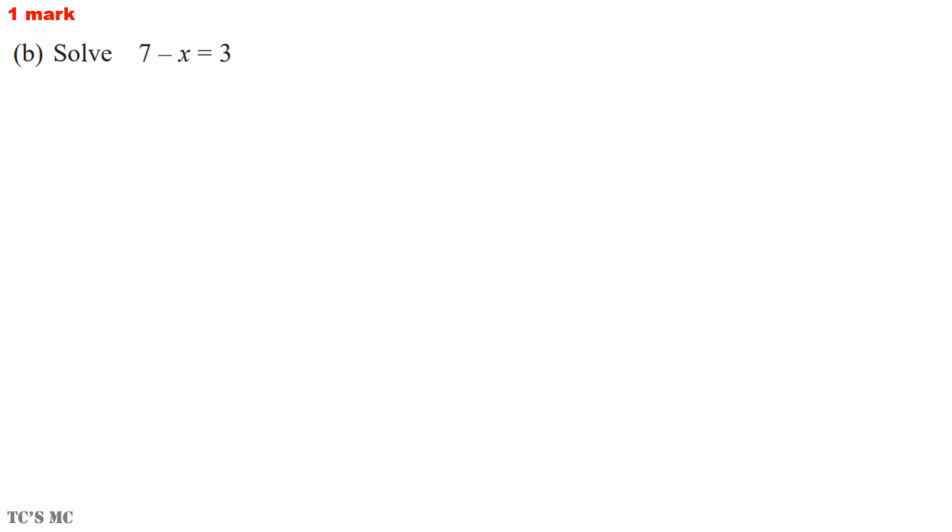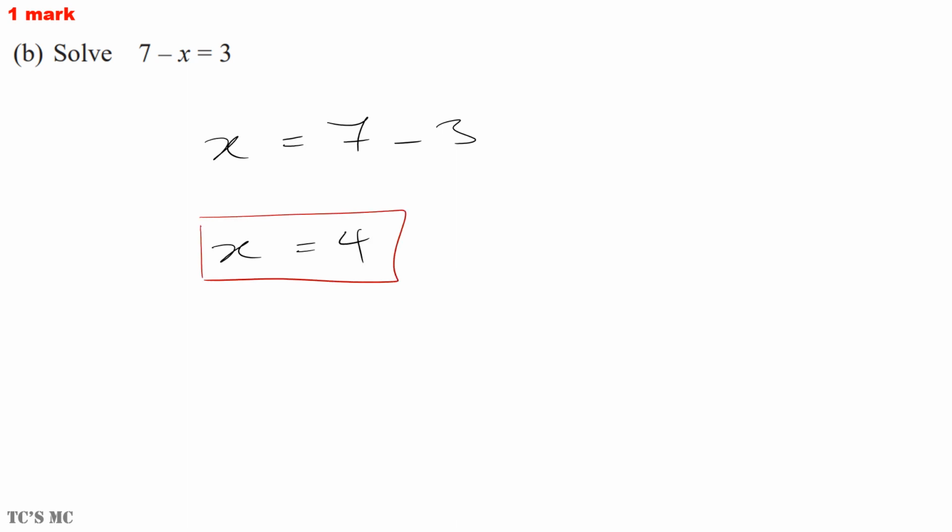Solve 7 subtract x is equal to 3. We can think of this as x is equal to 7 subtract 3. That means x is equal to 4. For 1 mark, we just need to write x equals 4.